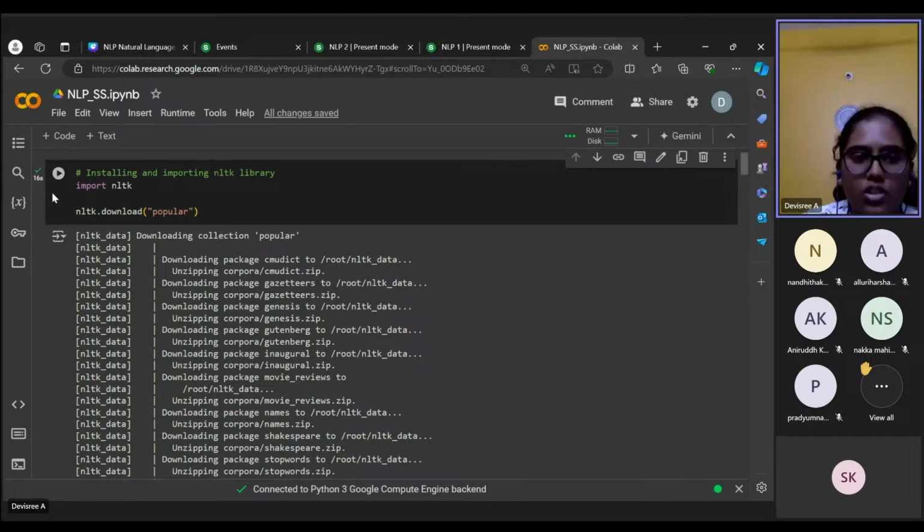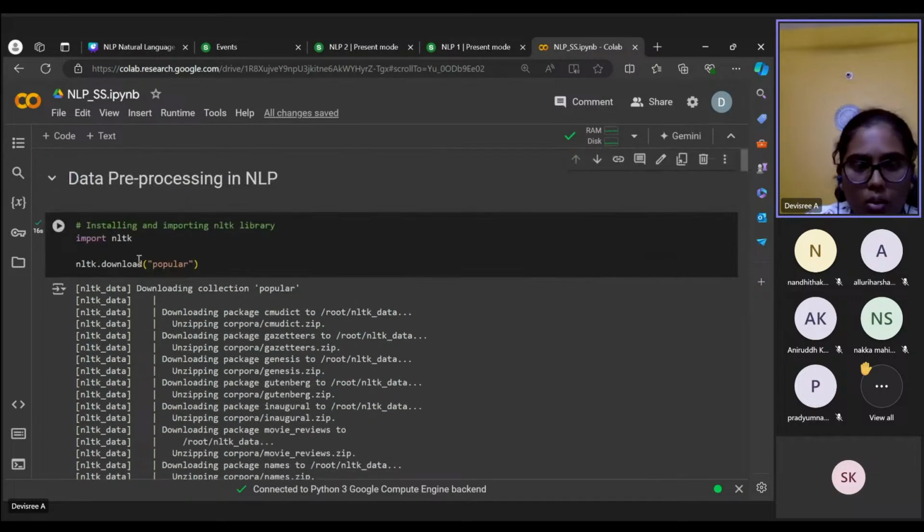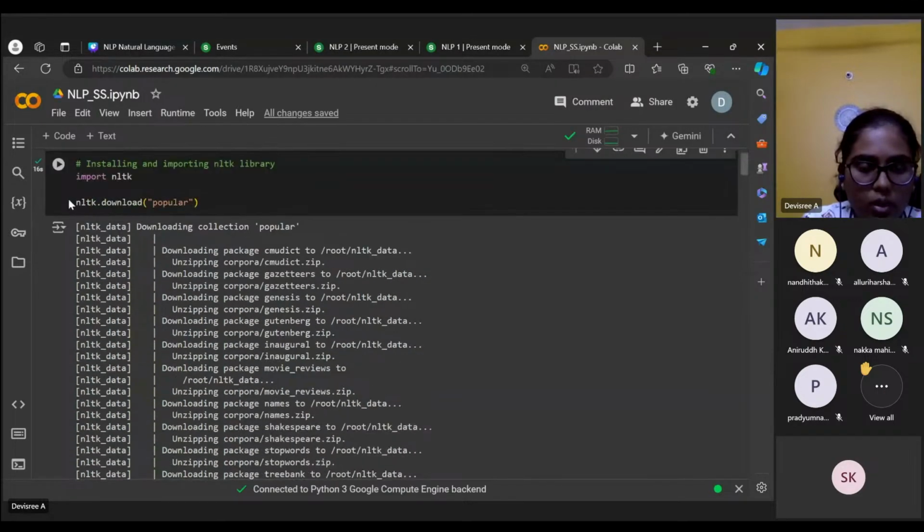NLTK stands for Natural Language Toolkit. That is the most widely used NLP library offered by Python. So nltk.download popular. This popular contains a few data sets and the few functions it needs to perform. So we download this.